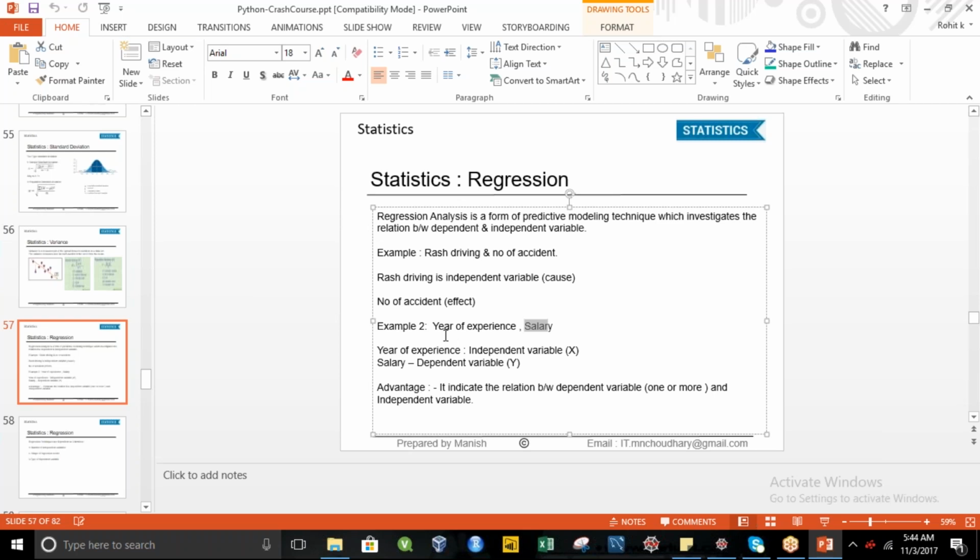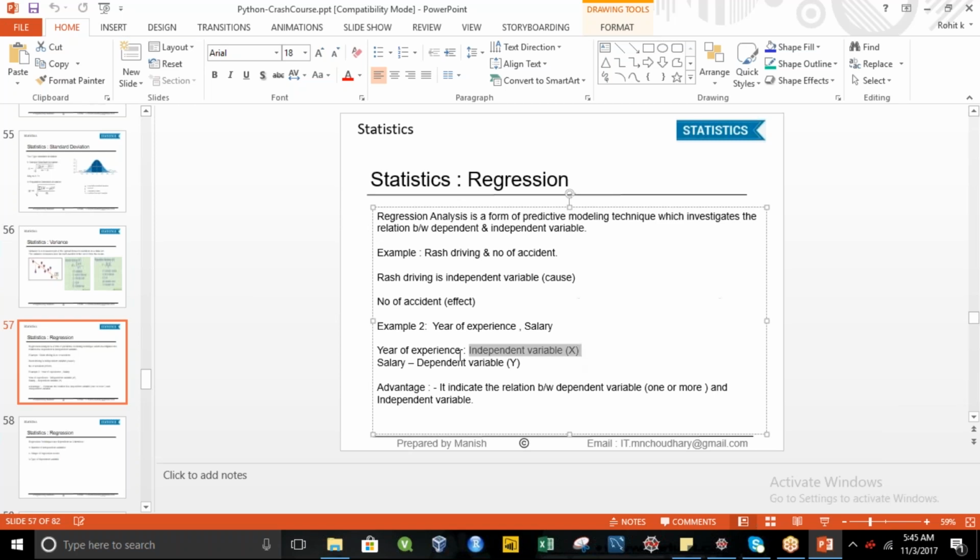Like the year of experience. Okay, so year of experience and salary. Year of experience is considered an independent variable, because when year of experience is growing, salary is growing, or when year of experience is going down, meaning less experience, salary is also less. It depends. I'm not saying that when we are going into data science or machine learning, maybe it will be more.